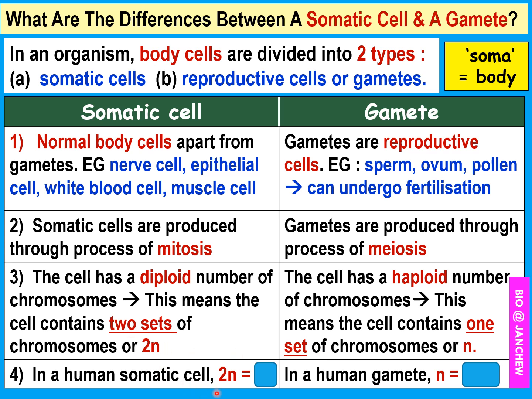So in a normal human somatic cell, 2N is equal to how many? 46 chromosomes. Okay, that's the normal diploid number of chromosomes in our cells. In a human gamete, however, N equals to how many? Half, right? 23. Okay.